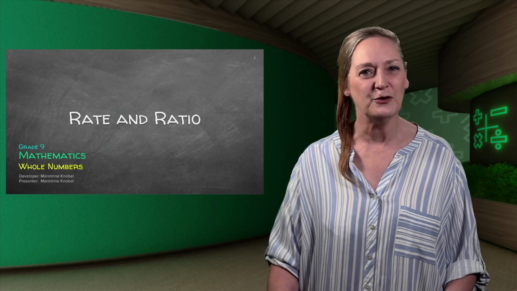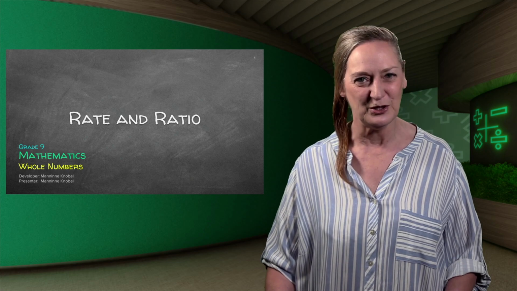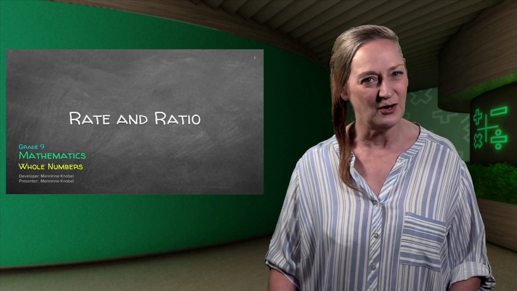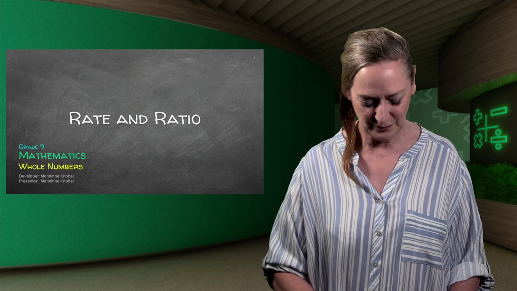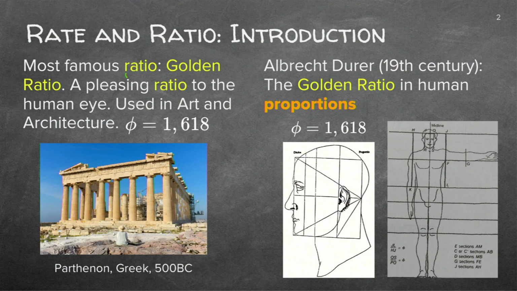Let's go to a very special ratio that we use in architecture and in art. Even in nature you will see this ratio. And that is called the golden ratio. It's a pleasing ratio to the eye. It is used in art and architecture, as you can see here in the Parthenon in Greece. And this very special ratio we call phi.